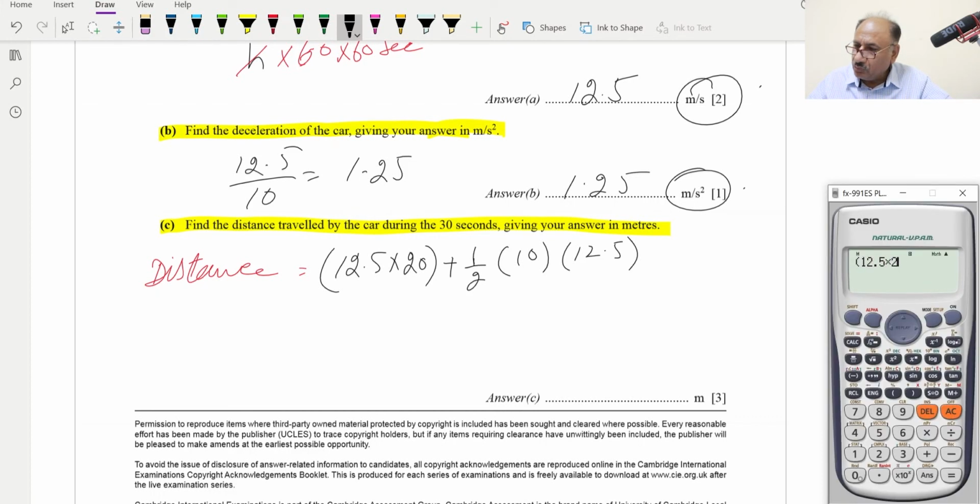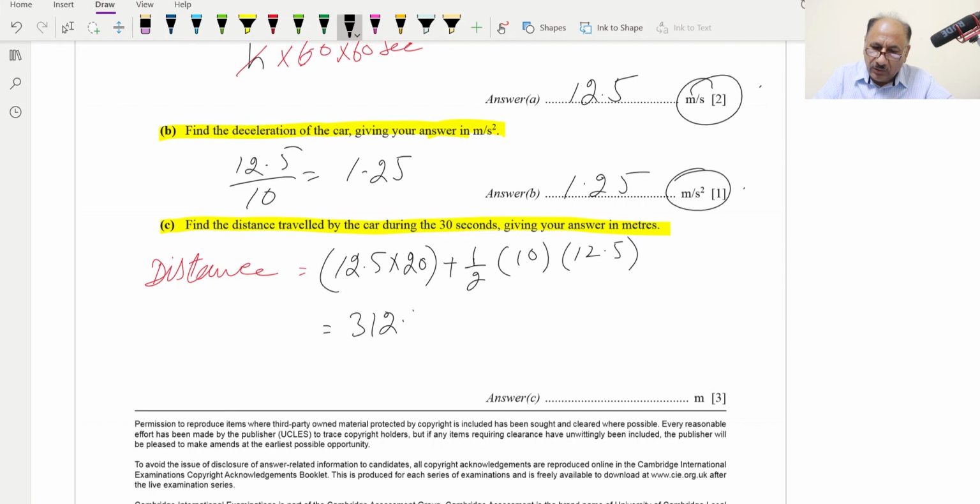And this will give us the final answer, which is 12.5 into 20 bracket close and plus 1 over 2, multiplied by 10 and then multiplied by 12.5, and this will give us answer as 312.5. So this is equal to 312.5. 312.5 will be meters. We are done with the paper.